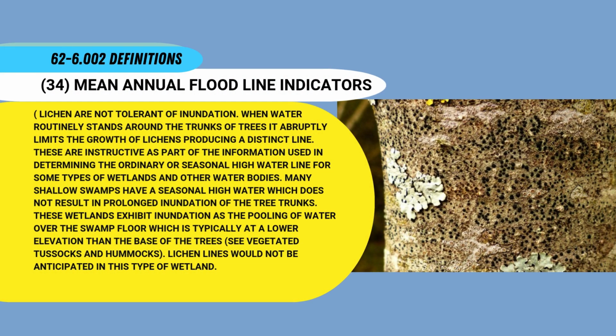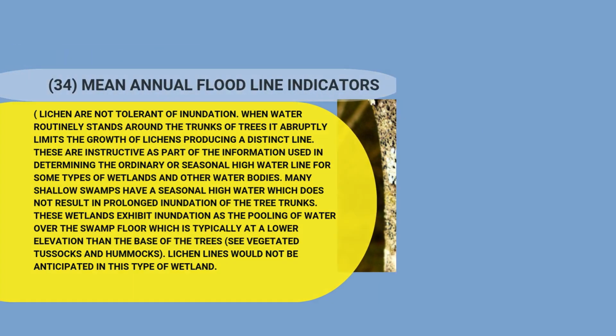Lichens are not tolerant of inundation. When water routinely stands around the trunks of trees, it abruptly limits the growth of lichens, producing a distinct line. These are instructive as part of the information used in determining the ordinary or seasonal high water line for some types of wetlands and other water bodies. Many shallow swamps have a seasonal high water which does not result in prolonged inundation of the tree trunks. These wetlands exhibit inundation as the pooling of water over the swamp floor, which is typically at a lower elevation than the base of the trees. See vegetated tussocks and hummocks.